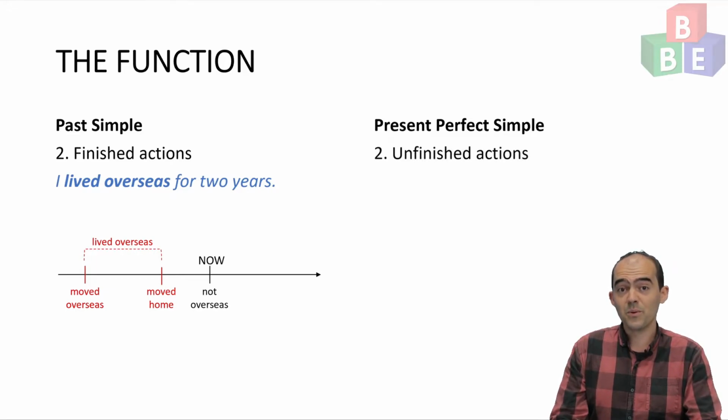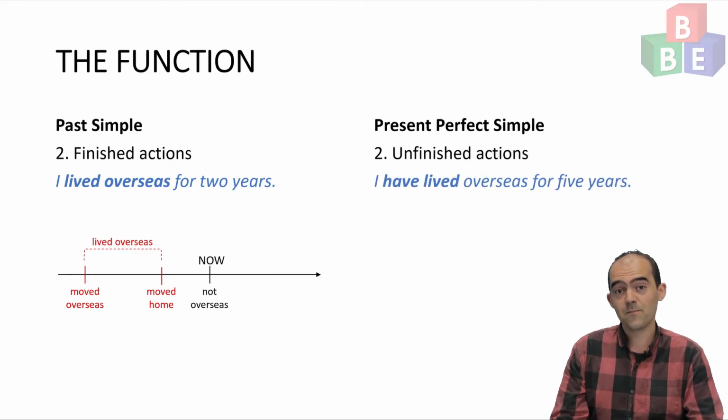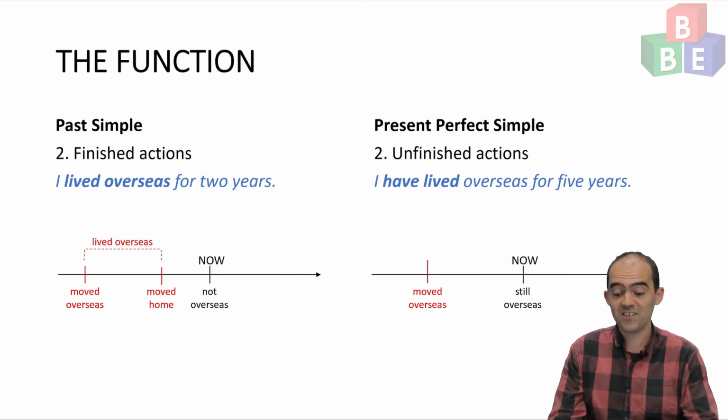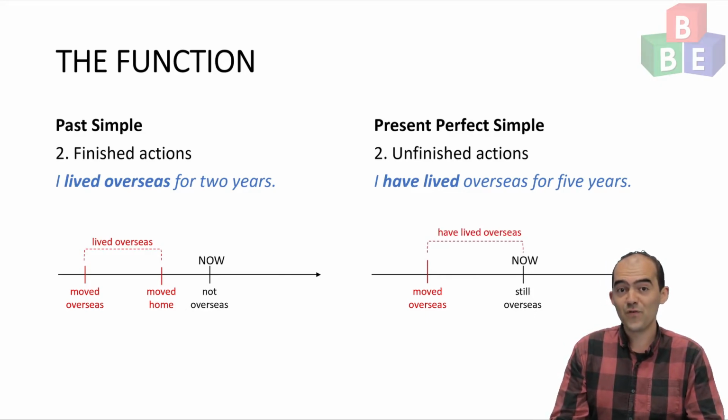The present perfect simple talks about unfinished actions. I have lived overseas for 5 years. So this means that I moved overseas, and now I am still overseas. It is not finished. I have lived overseas for 5 years.